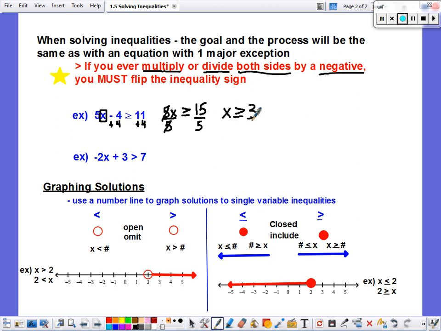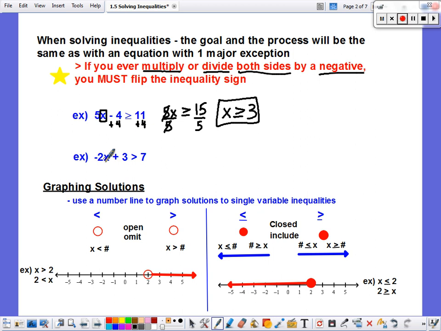So the solutions here are infinite. You can say 3.8 or 4 or 5 or 10 or 20 or a million. All those solutions would satisfy this condition right here. And so this is what we call algebraic notation. We'll look at set builder notation a little bit and then interval notation as well.